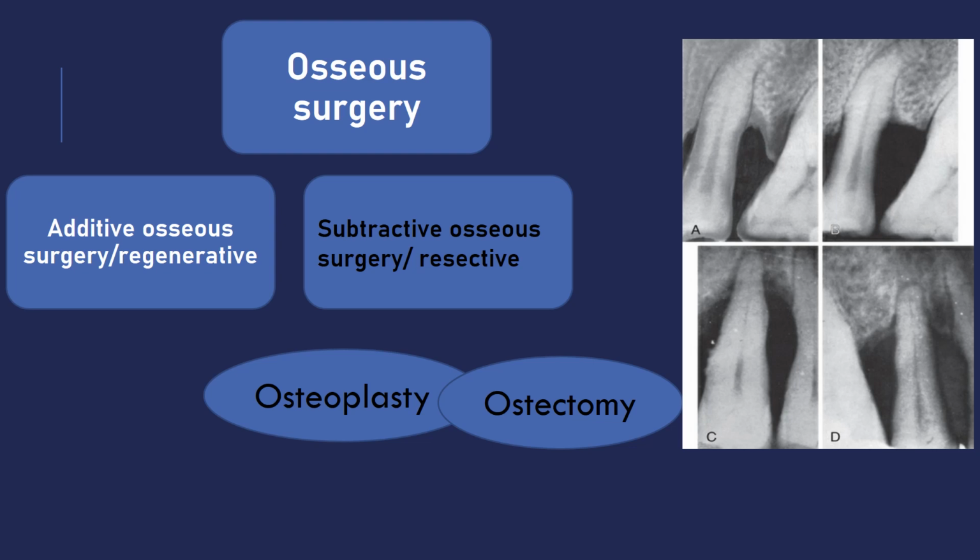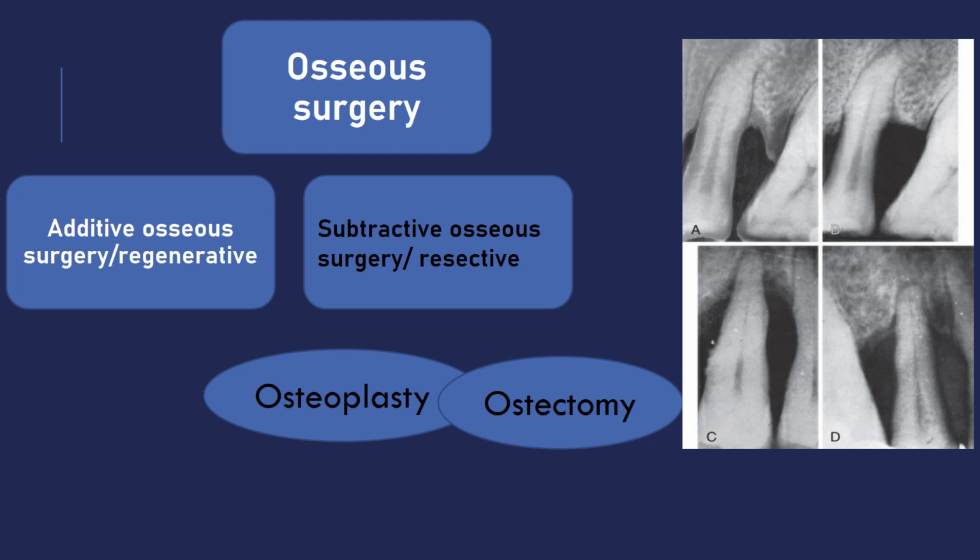So additive osseous surgery is something that is regaining or restoring the alveolar bone to its original level, whereas subtractive osseous surgery, or resective osseous surgery, is what we are dealing with today. It is designed to restore the form of pre-existing alveolar bone to the level present at the time of surgery or slightly more apical to its level. So we are just actually reshaping the bone to a favorable form for periodontal maintenance.